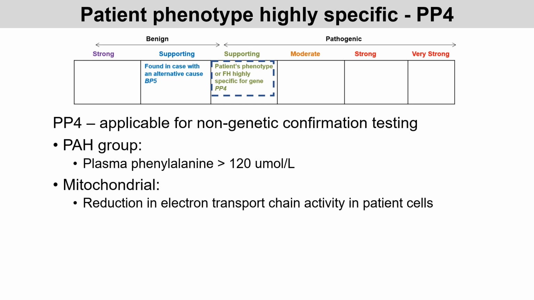Same with our mitochondrial expert panels, who have used this code for observations of reduced electron transport chain activity in patient cells. Again, this is not a variant-specific functional assay, but rather is just confirming that your patient has this more specific phenotype. And so this is sort of another way in which the PP4 criteria could be used.